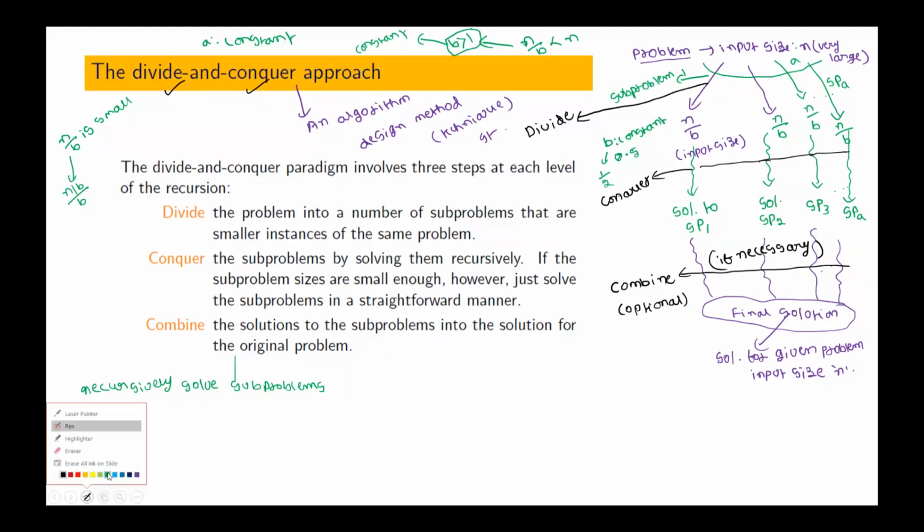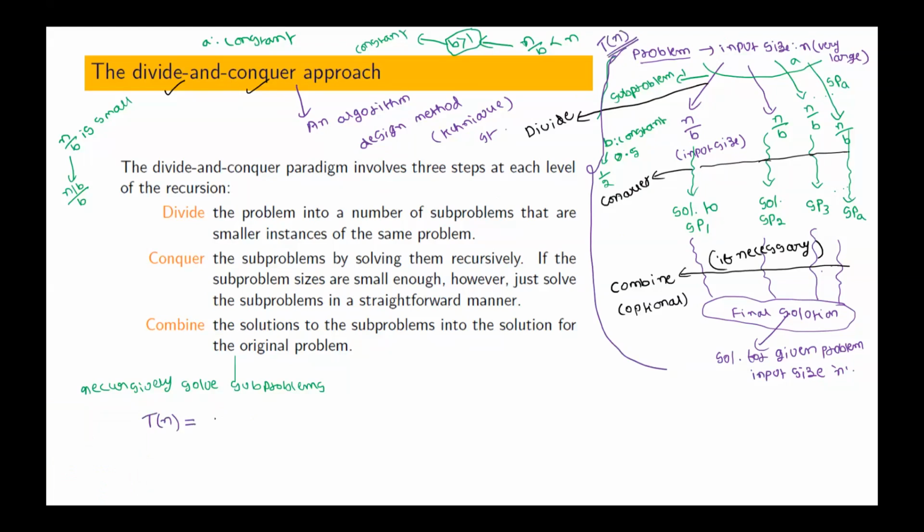Now, what is our goal? Our main goal is, if you are solving a problem whose input size is n by applying this divide and conquer method, what is the time it takes? All three steps we are performing. When n is the input size, the total time it takes, let us call it T of n. The running time of this divide and conquer algorithm, we call it T of n.